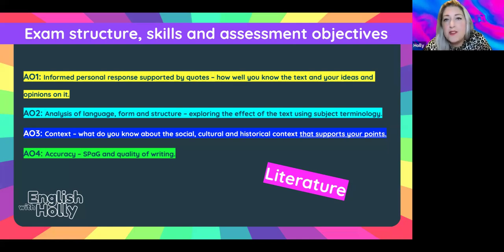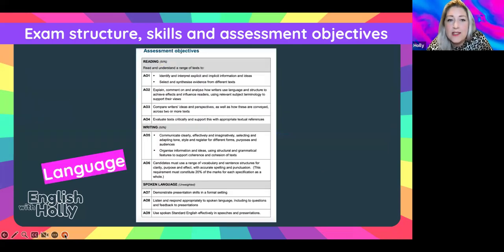And then AO4 is their written accuracy. So, you know, how well they've put their essay together and their spelling and punctuation. So that's literature. And these are the assessment objectives for language.